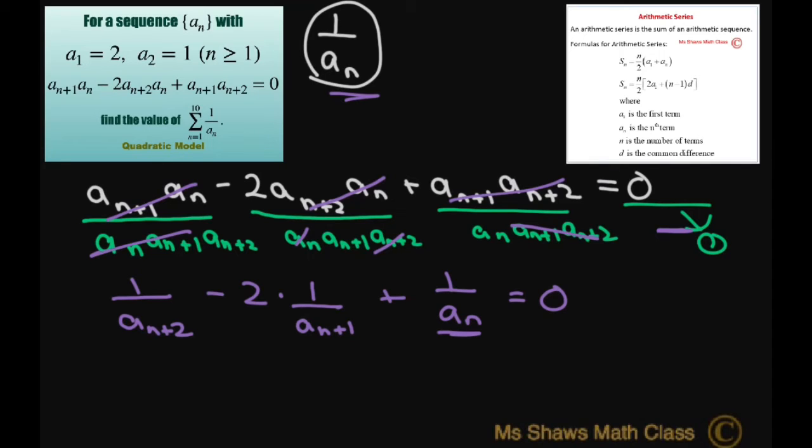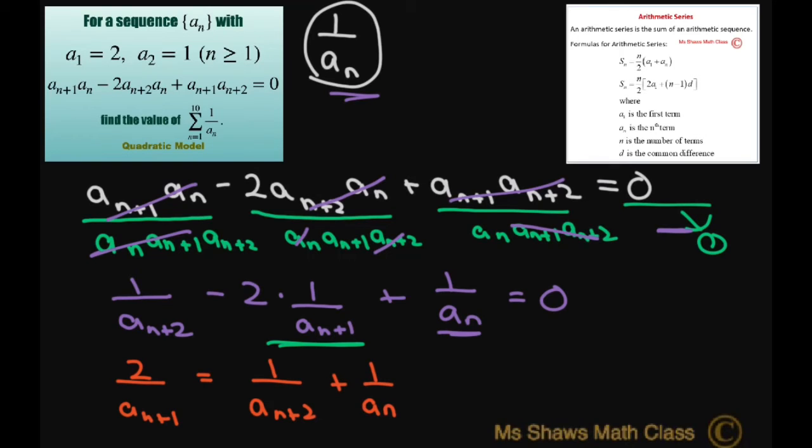First, let's go ahead and solve for this one. If we solve for this, we're going to get 2 divided by a sub n plus 1 equals 1 divided by a sub n plus 2 plus 1 divided by a sub n.